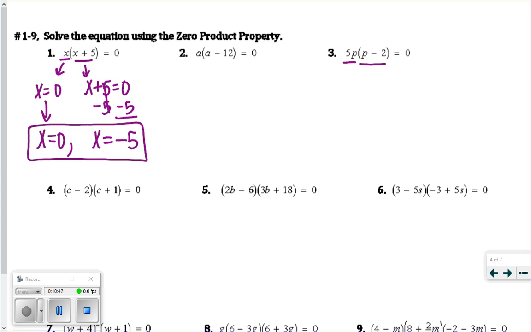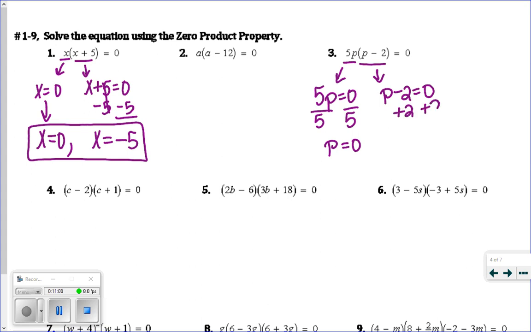So the only way that can be true is if one of those is equal to 0. So the only way this can be 0 is if 5p is equal to 0, or if p minus 2 is equal to 0. And again, we just basically set up these two little mini equations, and we solve each one. So here I would just divide by 5, but 0 divided by 5 is still going to be 0, so that's one answer. Over here, I'll have to add 2 on both sides to isolate the p. 0 plus 2 is just 2. So these are the two solutions that work in that polynomial, that are the solutions to that polynomial.